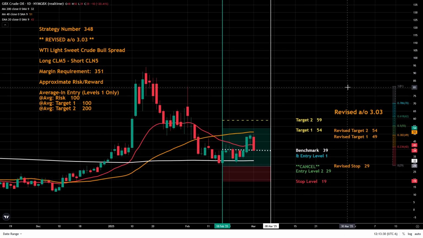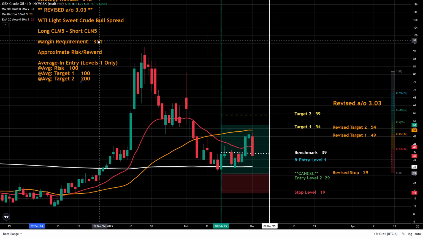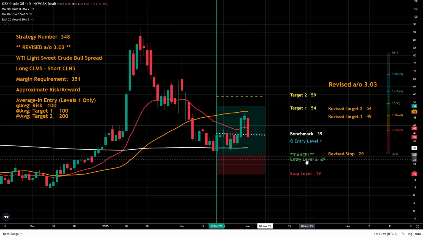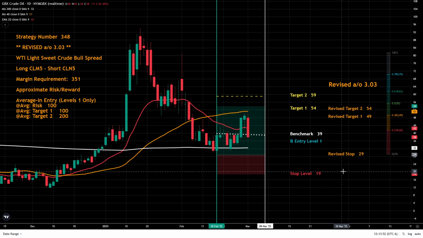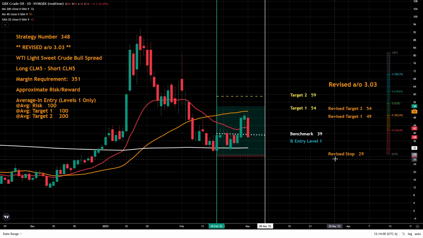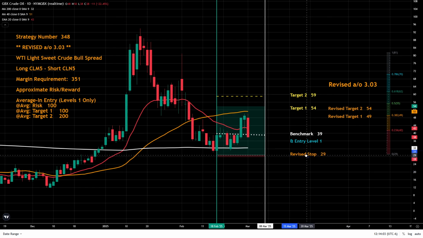Okay, this is our bull spread in crude oil. And here are the recommendations I am giving for this one as I walked it forward. So first thing, we're going to cancel entry level 2 right here. So we're going to cancel level 2. Okay. And then we're going to raise this stop up to 29.